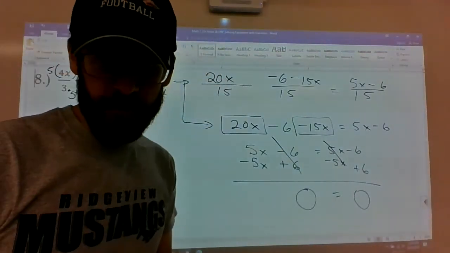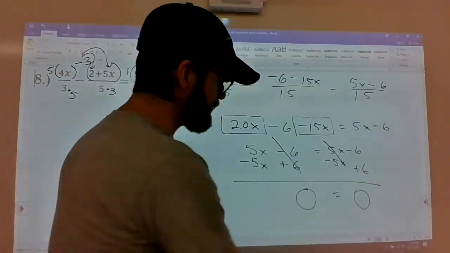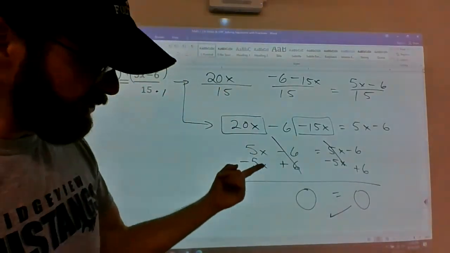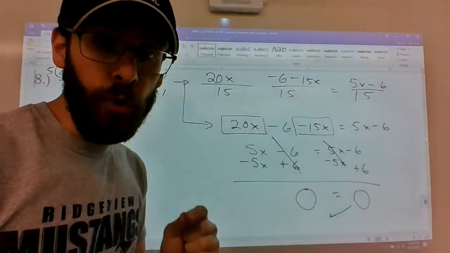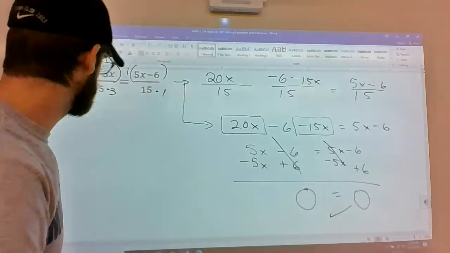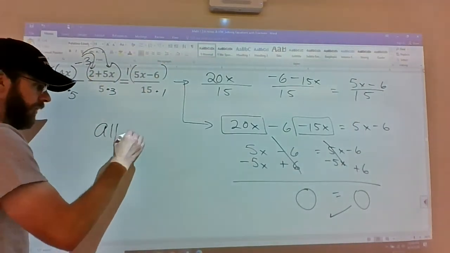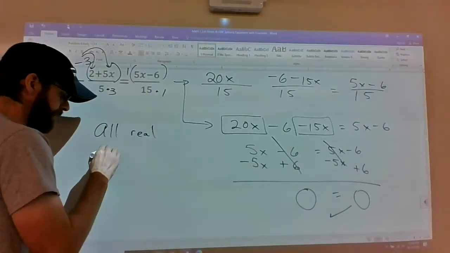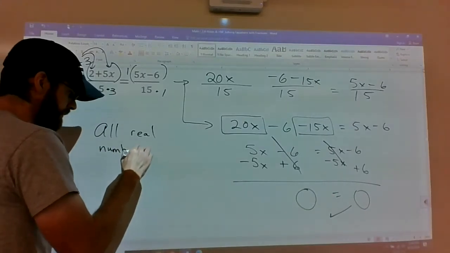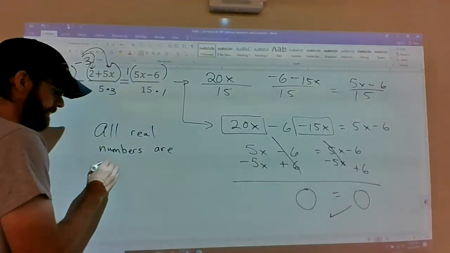Our x's canceled. That's a true statement. 0 does equal 0. If the x's cancel and it's a true statement, you're left with all real numbers as the solutions. So, all real numbers are solutions to the equation.